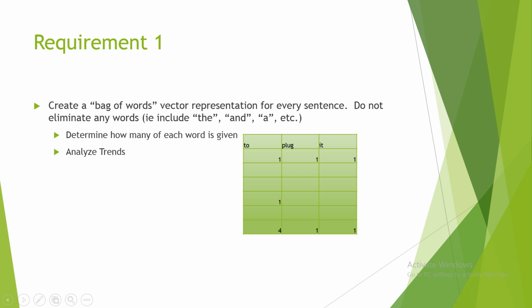For requirement 1, our assignment was to create a bag of words vector representation for every sentence. For that, what we did was create a function that split up the sentence and then counted the amount of words within each sentence. So again, we determined how many of each word is given, and we use this to analyze trends.